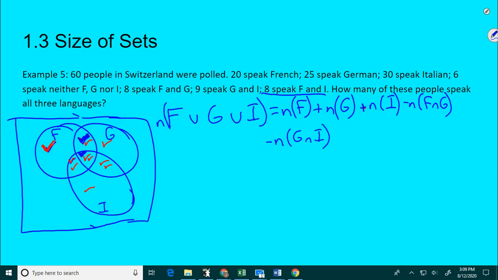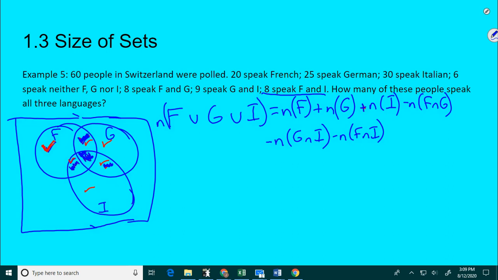Okay, so if I take out G intersect I, so that's one of those and one of those. Now I'm good everywhere except for this little area over on the left, where I still have two check marks. So that is F intersect I. Okay, so take out F intersect I. So it's there and there.